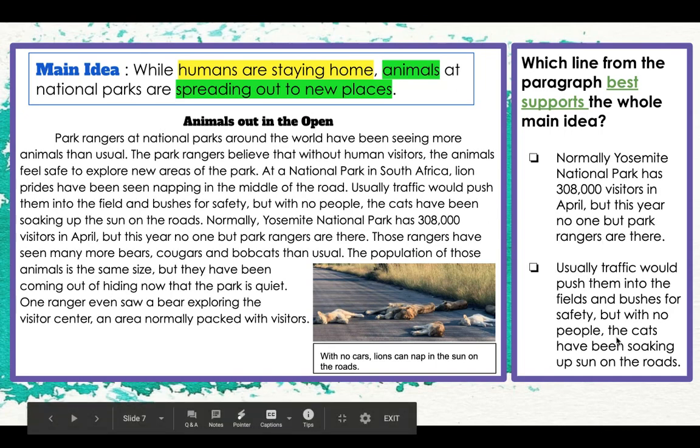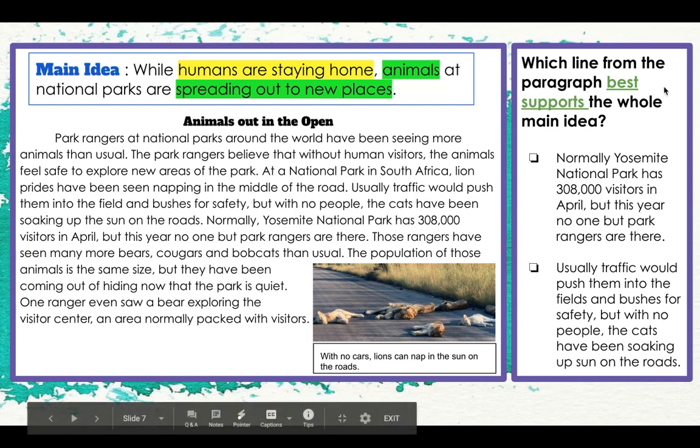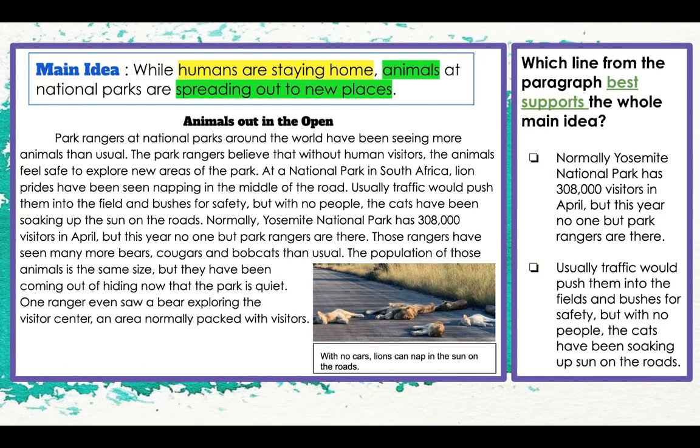So look at these two lines from the paragraph now. Which of these best supports? Think about those two pieces. Which one talks about humans staying home and animals spreading out? They're over here. Normally, Yosemite National Park has 308,000 visitors in April, but this year no one but park rangers are there. Does that have to do with humans staying home? Does it have to do with animals spreading out to new places?